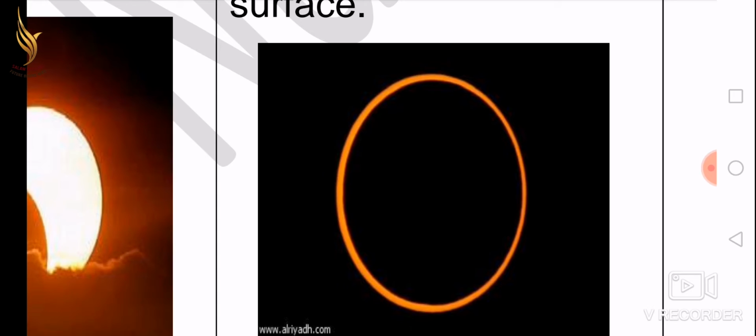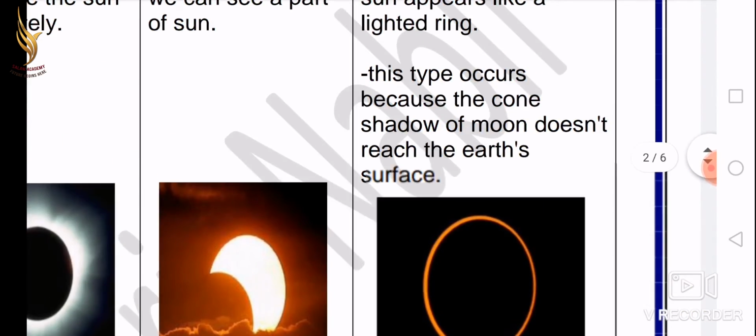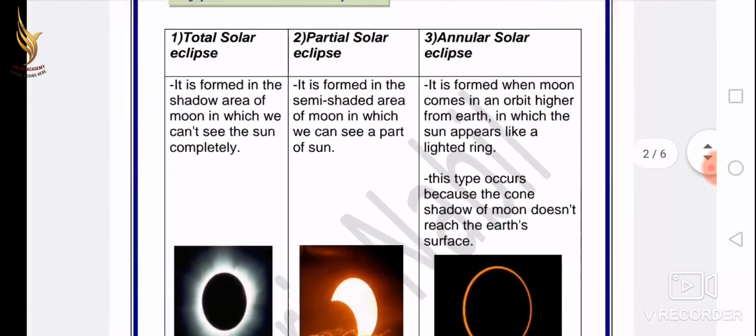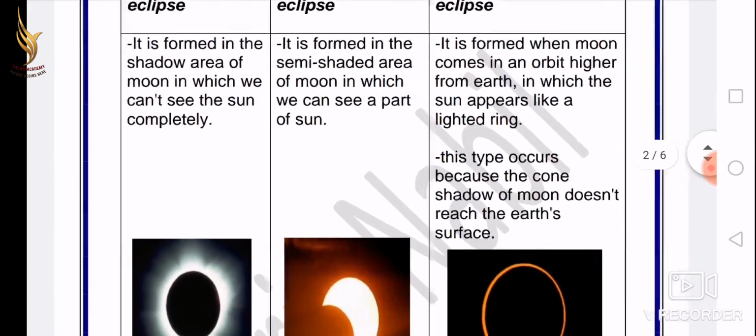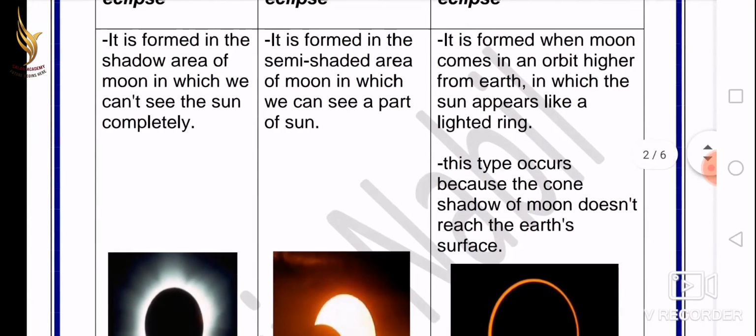The sun appears like lighted rings. This type is known as annular solar eclipse. So annular solar eclipse is formed when the moon comes in an orbit higher from Earth, in which the sun appears like lighted rings.